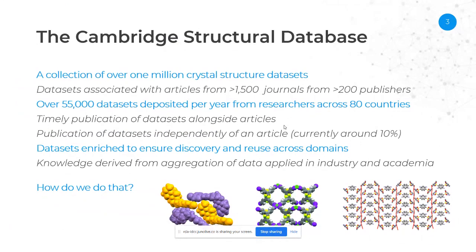We want to make sure these are published in time alongside any articles they might be associated with. We also give an option for people to publish independently of an article, and currently that's around 10% of what we're receiving. And then we enrich those data sets to ensure that they're discoverable and reusable across domains, and the knowledge derived from that gets applied across industry and academia. So how do we do all that? I think we can reduce this down to quite a small number of technical enablers, workflow enablers, and social enablers. And I'm just going to very quickly go through some of what those are in the next few slides.